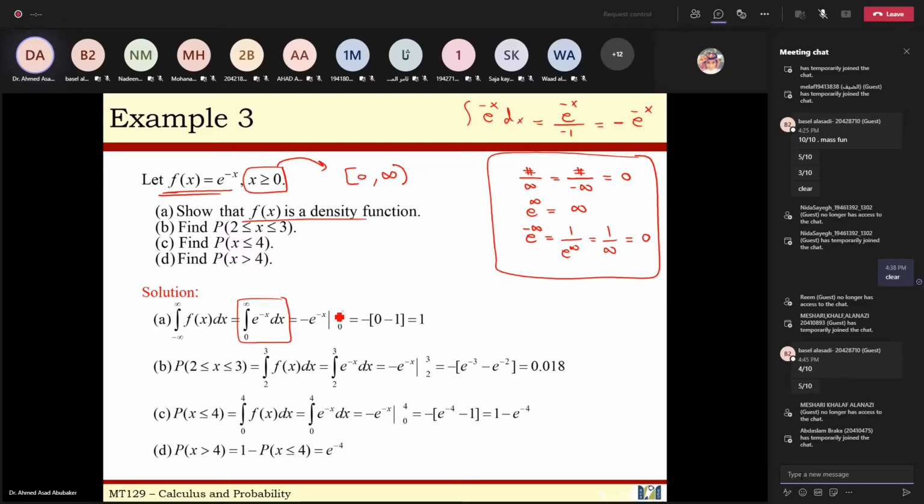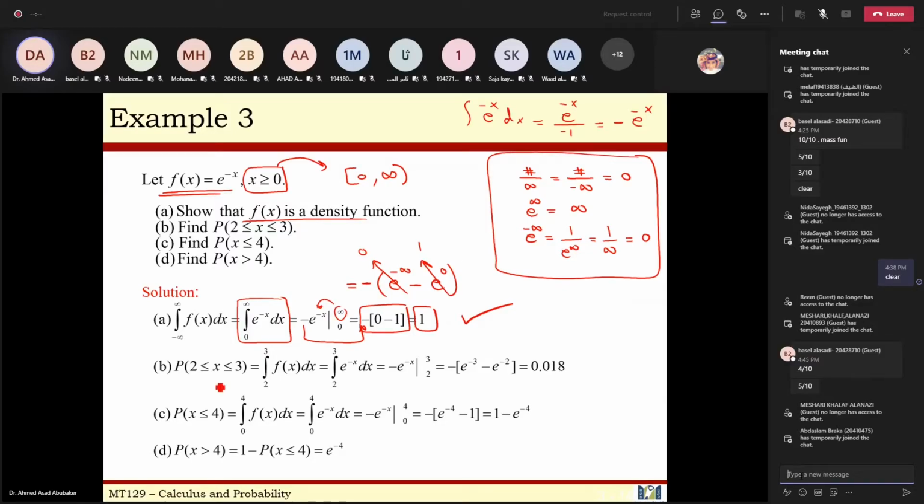Now, substitute infinity here, this is negative, okay? Substitute infinity, so we have negative e to the power negative infinity minus, substitute 0, e to the power 0. What's the value of e to the power negative infinity? This is 0. What's the value of e to the power 0? Equal to 1. So we have negative negative 1, so we have 1. So this is the probability density function.